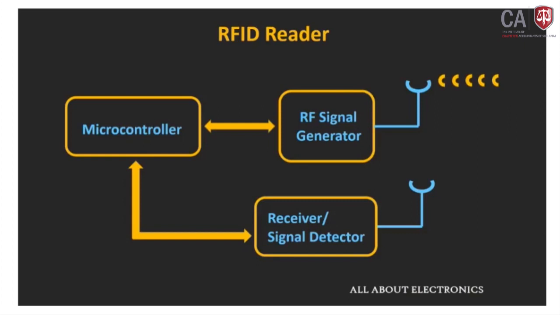Also, to receive the feedback signal which is coming from the tag, the RFID reader has a receiver or a signal detector. And to process the information which is sent by the RFID tag, this RFID reader also has a microcontroller, or many times this RFID reader is directly connected to a computer.